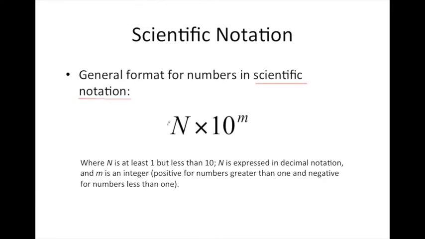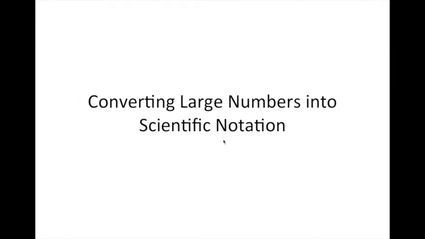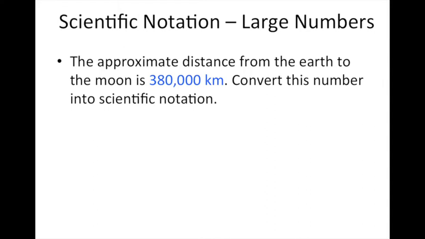The general formula for a number in scientific notation is n times 10 raised to some power m, where n is some number at least 1 but less than 10, so it could be anything from 1 up to 9.999, and where that m could be a positive or negative exponent. So given this general formula, let's look at some examples and see if we can understand how to apply this formula. So let's look at how to write very big numbers in scientific notation.